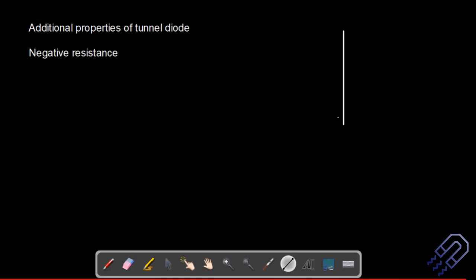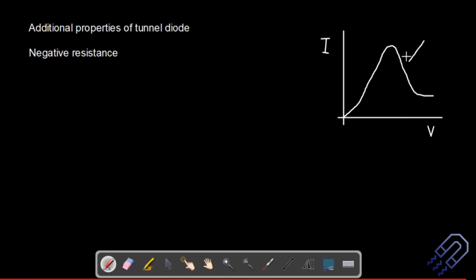If you look at the IV characteristics, in general, you have the voltage here and the current on this side. What is expected is that as voltage increases, the current will increase. But then this device works in this particular region, where as voltage increases, the current will reduce. This is nothing but the negative resistance region. This is how the tunnel diode works.